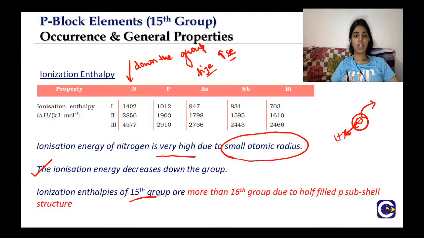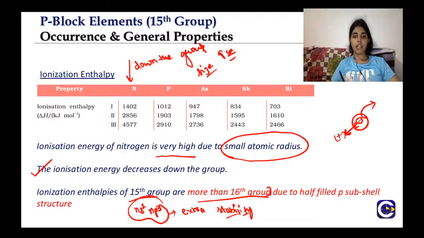Ionization enthalpies of the 15th group are more than that of the 16th group. Why? Because in the 15th group, the configuration is ns2 np3. So what is happening here? It is extra stable, right? And due to this extra stability, it is tougher to remove an electron from a half-filled stable electronic configuration than from np4, right? np4 will readily lose an electron to form np3, so its ionization energy should be less, but np3 will not lose an electron because of the extra stability of the electronic configuration.